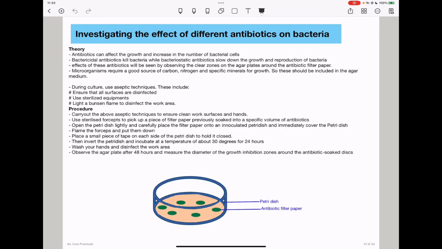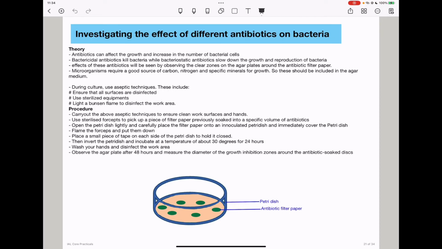You also need to flame the forceps and then put them down. Then place a small piece of tape on each side of the petri dish to hold it in position. Then you will invert the petri dish and incubate at a temperature of about 30 degrees. Do not incubate at a temperature higher than that because in case these microorganisms are pathogenic to humans, there is a chance that you could culture them at perfect conditions for them to grow and cause infection. So culture below 30 degrees and for 24 hours. Then wash your hands and disinfect the work area.